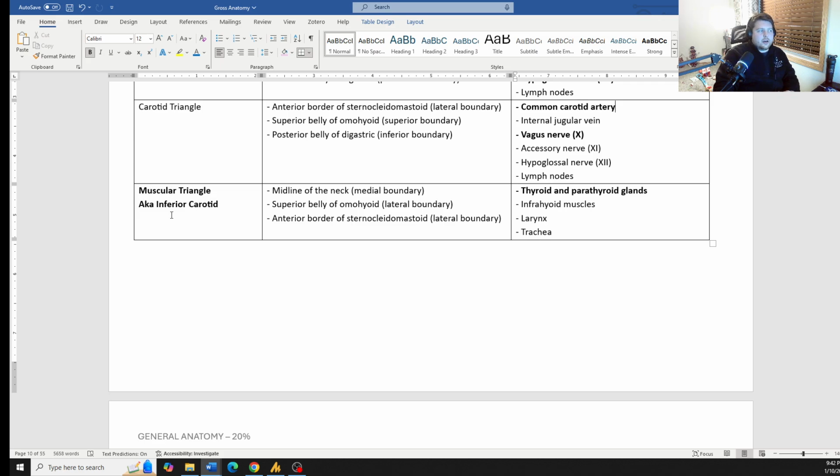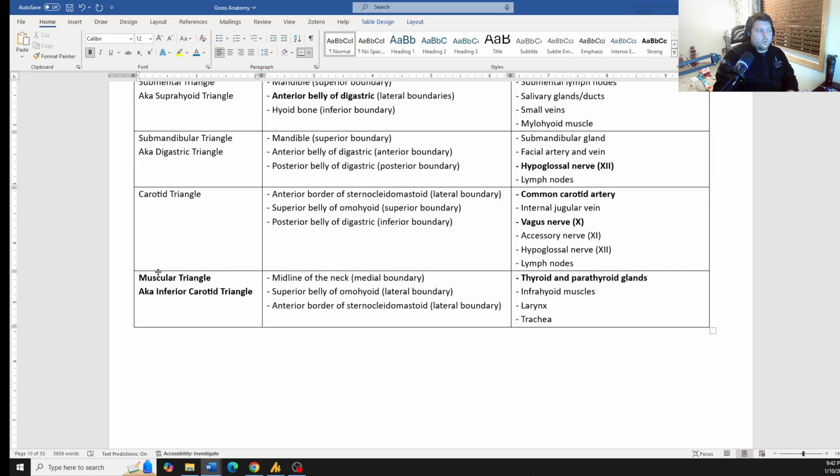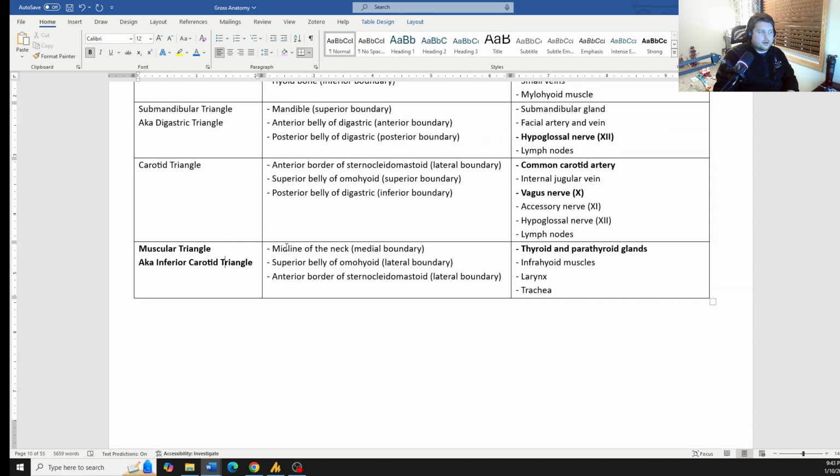Finally, the muscular triangle, also known as the inferior carotid triangle. This is most commonly the most asked of these specific set of triangles on boards. So if you're going to know all of the information about one of them, this is the one to remember all of the information about. So right here, we have the sternocleidomastoid, right here, this whole space. We have the hyoid up above, sternocleidomastoid, omohyoid, and then the midline of the neck makes up our medial and lateral boundaries.